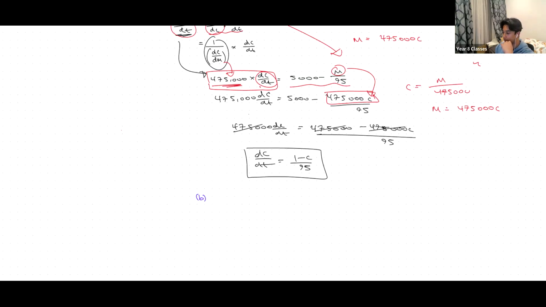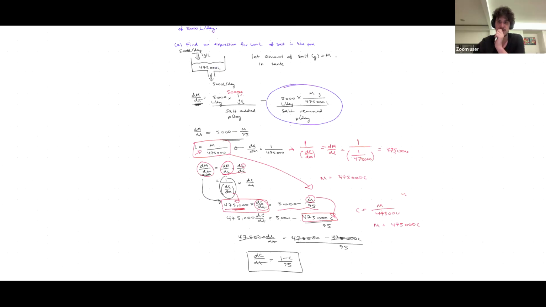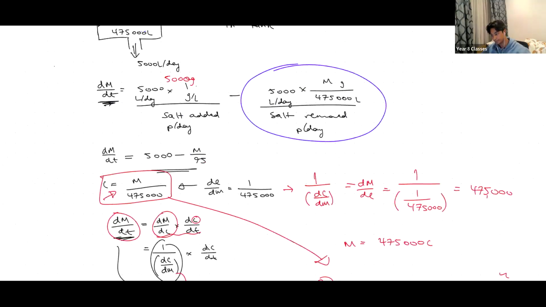Is that the same as if there was no inflow and outflow of water? What you're saying is purely we have just a tank. There's no inflow, there's no outflow. Just every day we dump in 5,000 grams of salt. It's not the same, because here it's offset by some removal of salt every day. But doesn't that mean that this number, can you see my screen? Yeah, I'm looking. Wouldn't this be 475,000 plus 5,000?